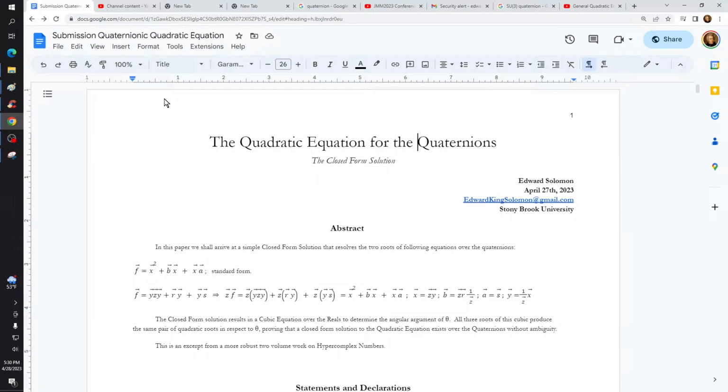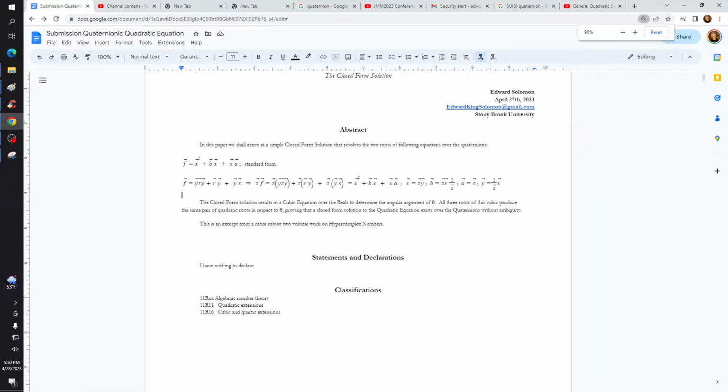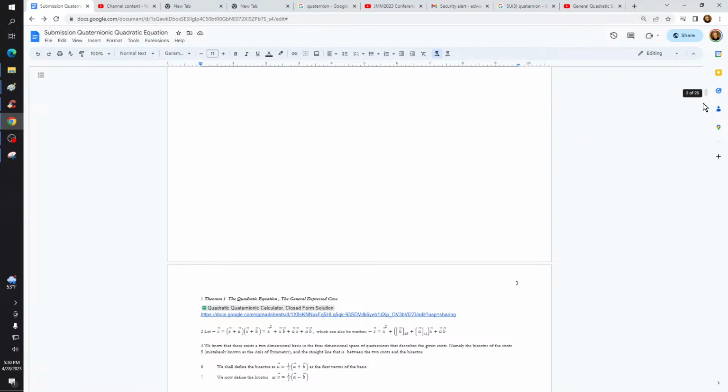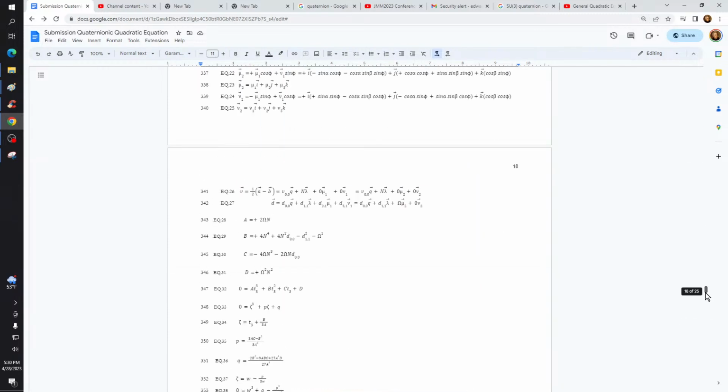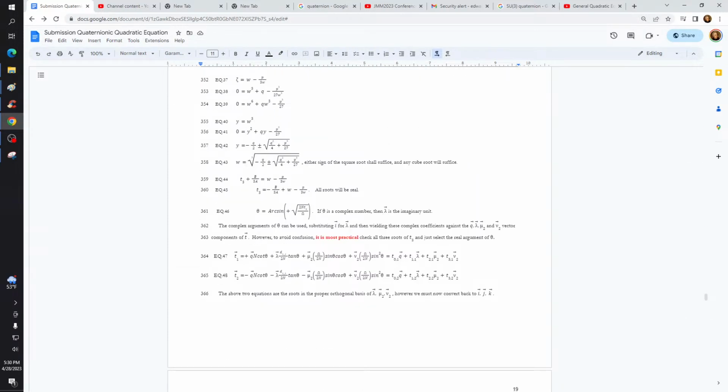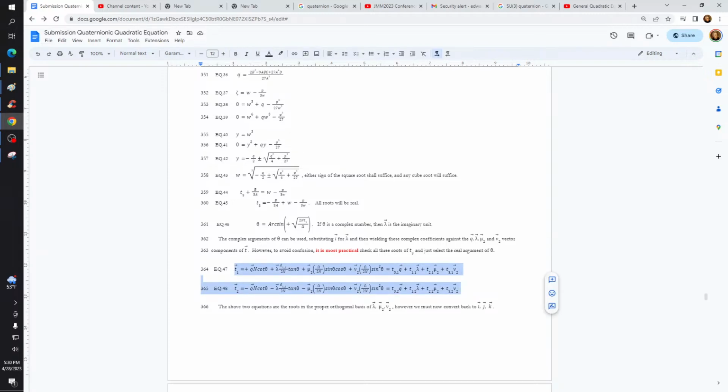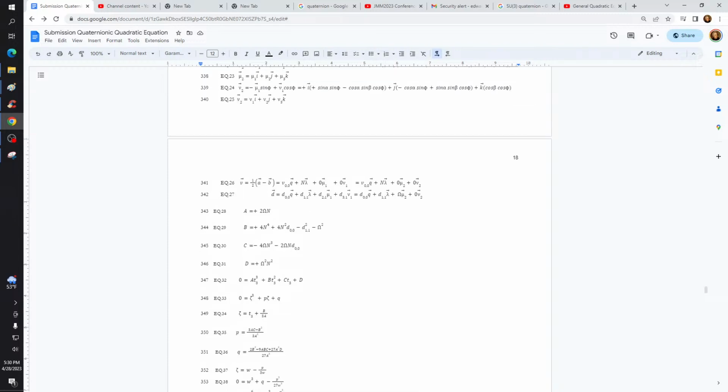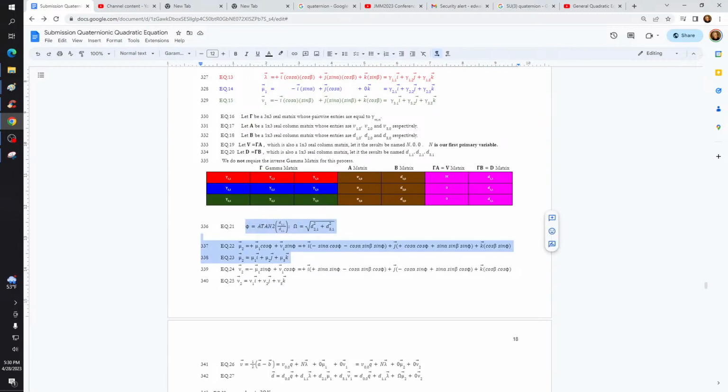The quadratic equation that you learned in high school doesn't work for the quaternions because they are a non-commutative algebra, okay? But when we get to the end of this, we'll see that all quadratic equations over the quaternions ultimately have two roots, and we actually solve it using a cubic over the real numbers, okay?